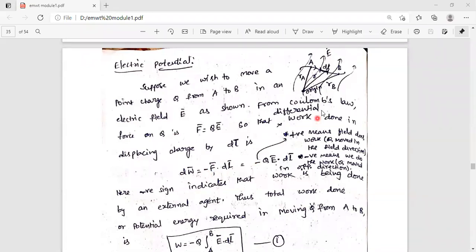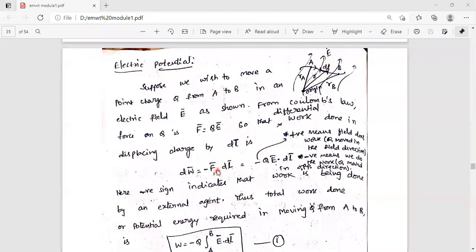But this is not the work done in moving the charge from A to B, because we are considering only the displacement dl bar. Suppose L represents the total path length from A to B. The charge is to be moved along this length L, but consider a very small part of it, the differential length dl. The differential work done in moving the charge along this differential length is dW bar is equal to minus F bar dot dl bar. This represents the work done in moving a unit positive charge along a differential length dl bar, where F represents the force experienced by that charge.